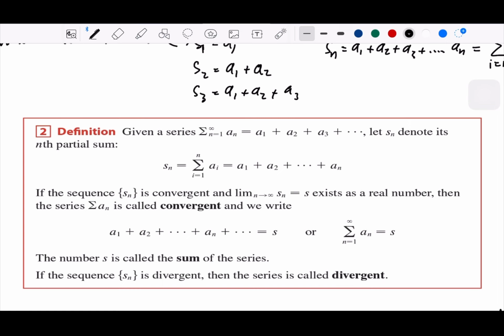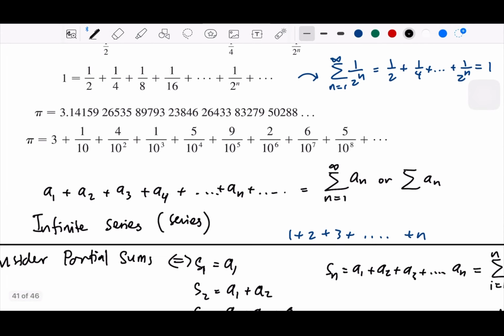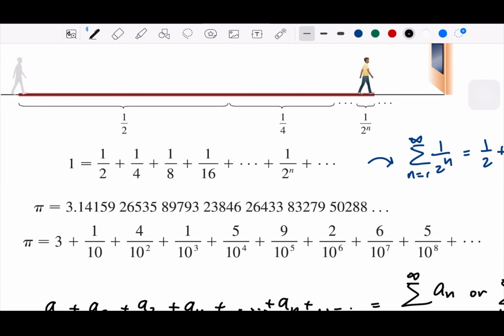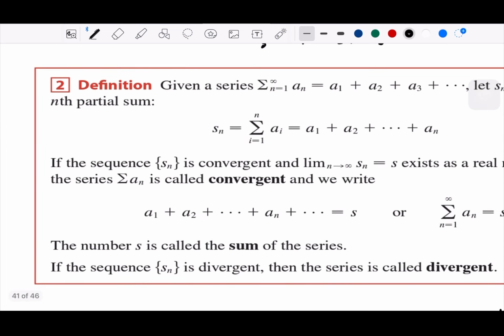Now let's look back here. Let me explain a little bit. At the beginning, we know that the sequence itself is convergent, right? We know from the early introductions. Now if we add these up, we get the value 1. This is what it says, and this is what the definition is.